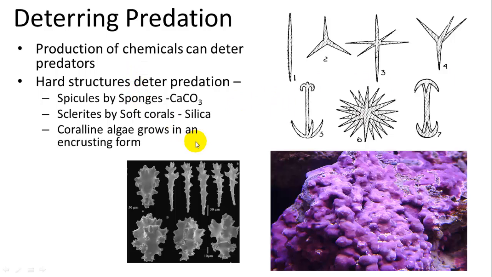There are also other sessile organisms where they can't run away, they can't produce fast swimming techniques or anything to avoid predators. Instead, they will have things within them to make them unpalatable. So spicules, which are made of calcium carbonate, are found in sponges. Sclerolites are found in soft corals, which are made of silica. And then some coralline algae forms in very, very hard structures, which is hard to eat, which is an encrusting form.